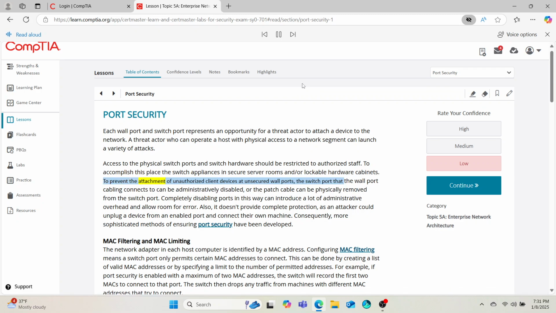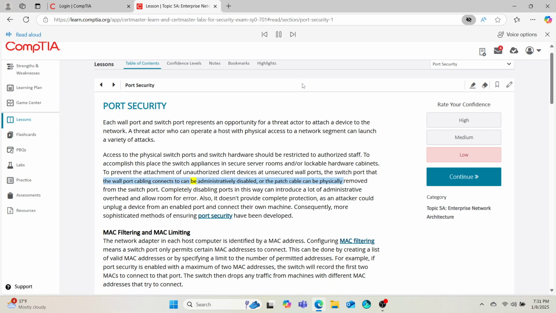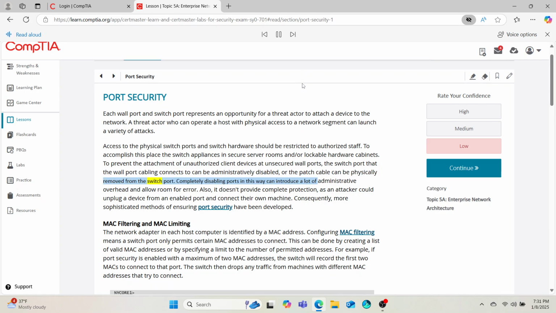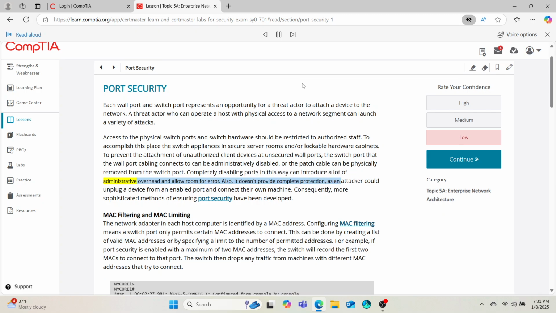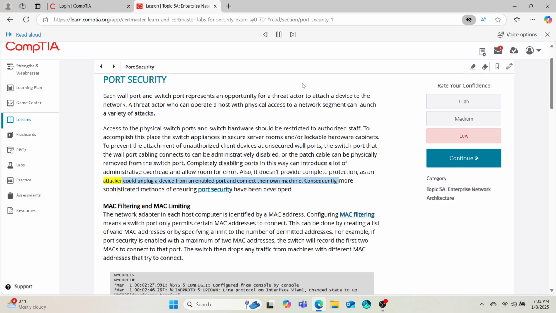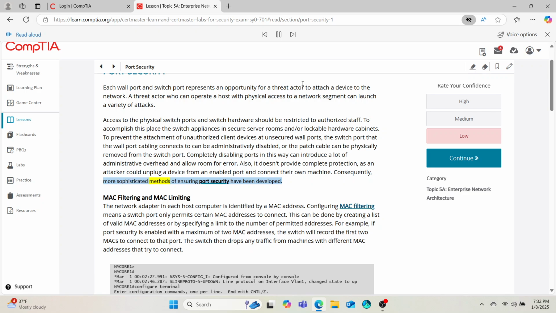To prevent the attachment of unauthorized client devices at unsecured wall ports, the switch port that the wall port cabling connects to can be administratively disabled, or the patch cable can be physically removed from the switch port. Completely disabling ports in this way can introduce a lot of administrative overhead and allow room for error. Also, it doesn't provide complete protection, as an attacker could unplug a device from an enabled port and connect their own machine. Consequently, more sophisticated methods of ensuring port security have been developed.